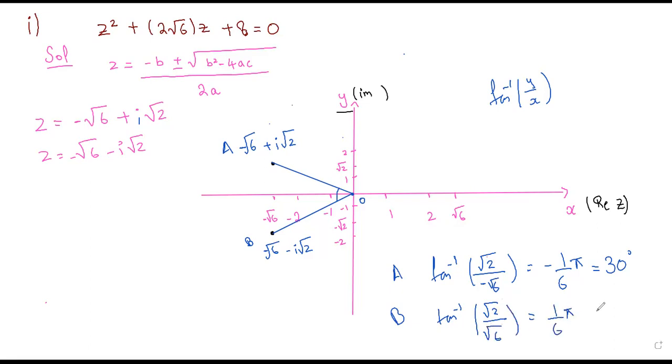I'm getting it as 30 degrees. Okay. Now, what exactly are these angles giving you? This is minus 30 degrees, because we are getting minus 1 by 6 pi.